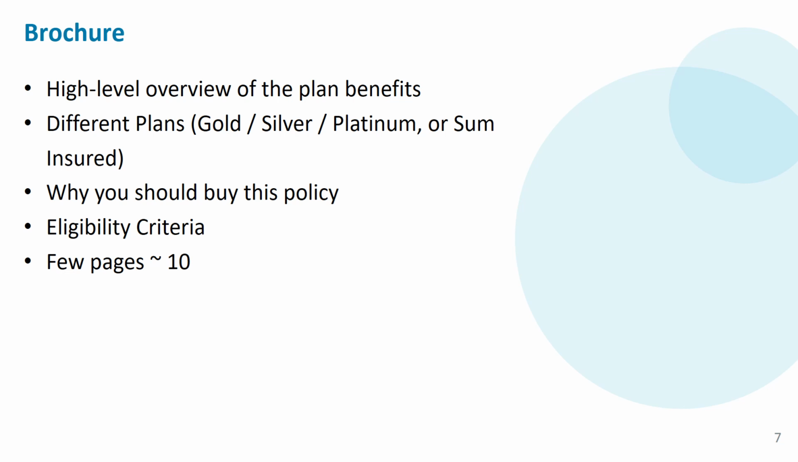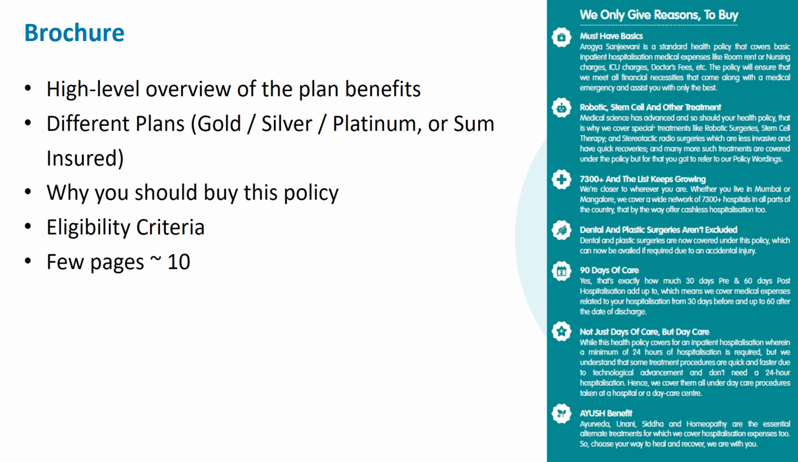First, we will see brochures. Brochure is a document which will give you a very high level overview of the plan benefits, like whether it is available as a family floater or only individual policy. Then different types of plans like gold, silver, platinum, the various amounts of sum insured and so on. And it will have some selling proposition like why as a customer you need to buy this policy. Then it might have some mention about the eligibility criteria, age limits, etc. This brochure document could hardly be a 1 or 2 page document or maximum spanning to 10 pages. So here we are seeing a sample of a brochure.